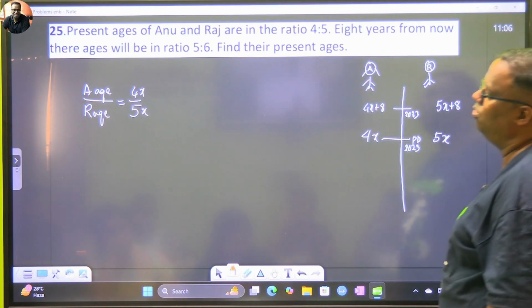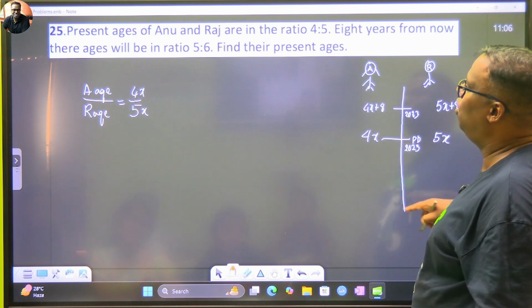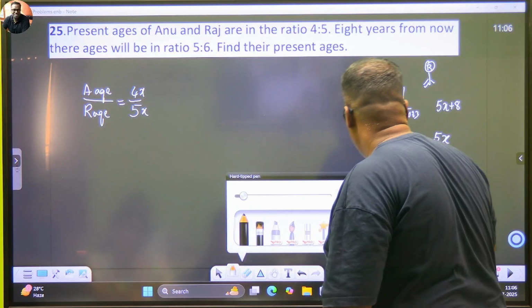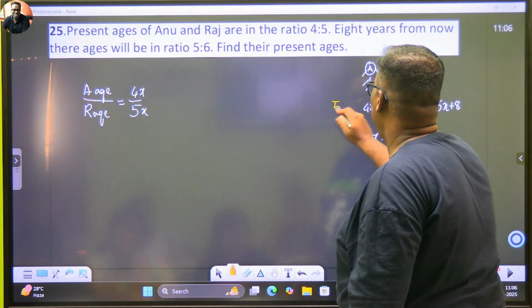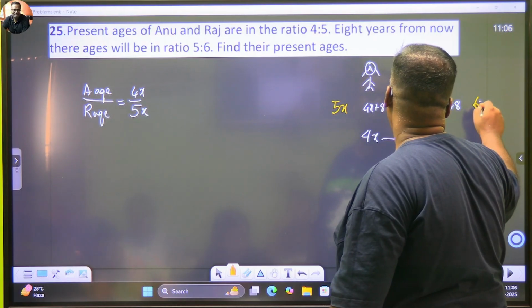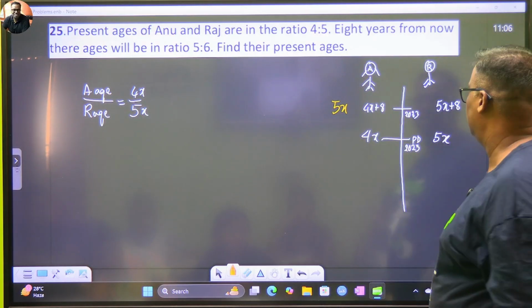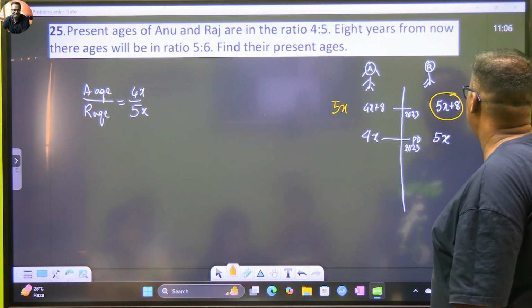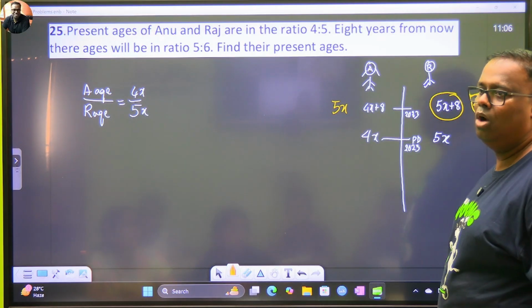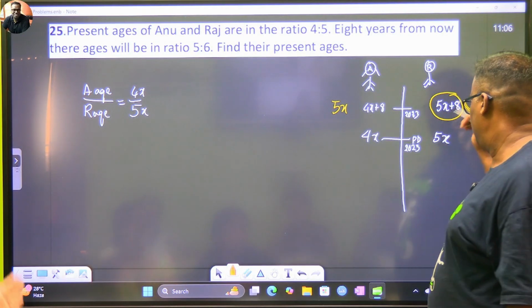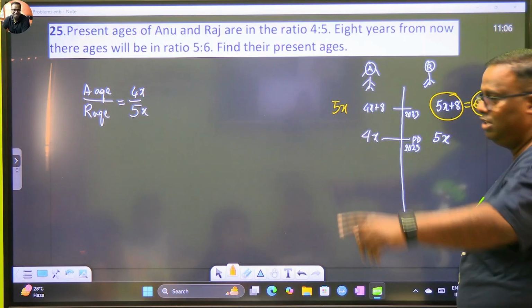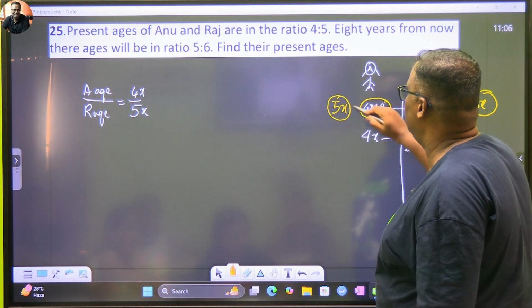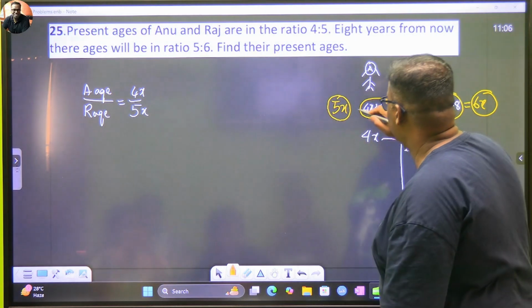8 years from now, their ages will be in the ratio of 5:6. That means this girl will become 5x and this boy will become 6x. Now look at the logic. This is his age after 8 years. This is also his age after 8 years. How can a person have two different ages? Unless that is equal to this. This is also her age after 8 years. How is that possible? Unless Frog is equal to Mishka.